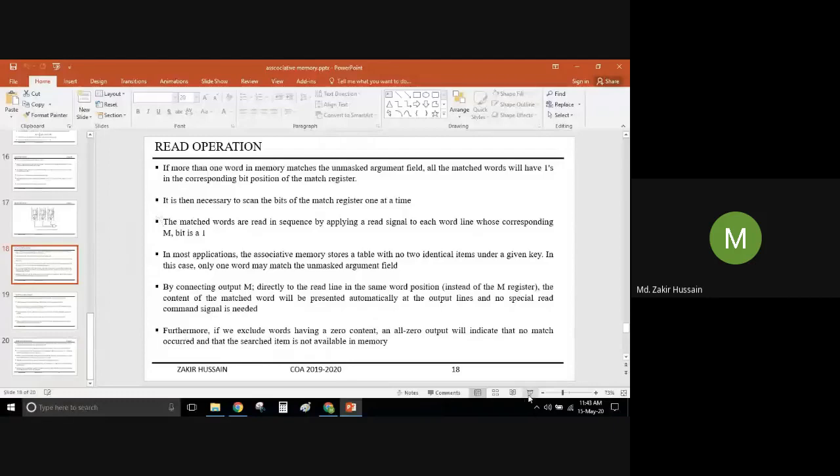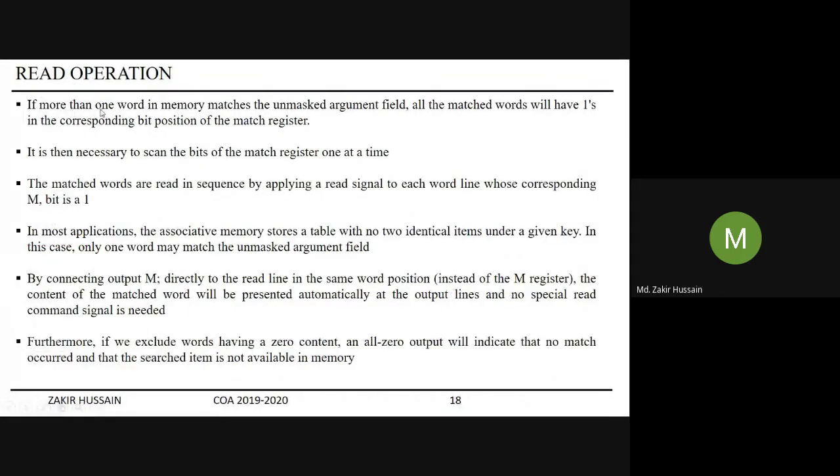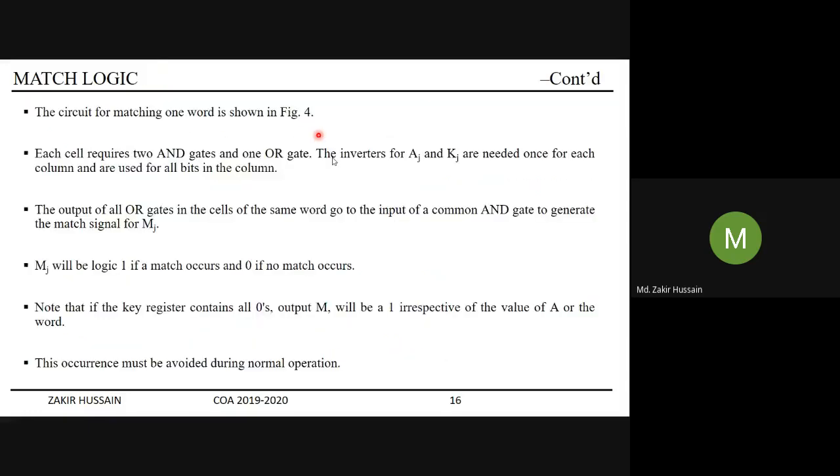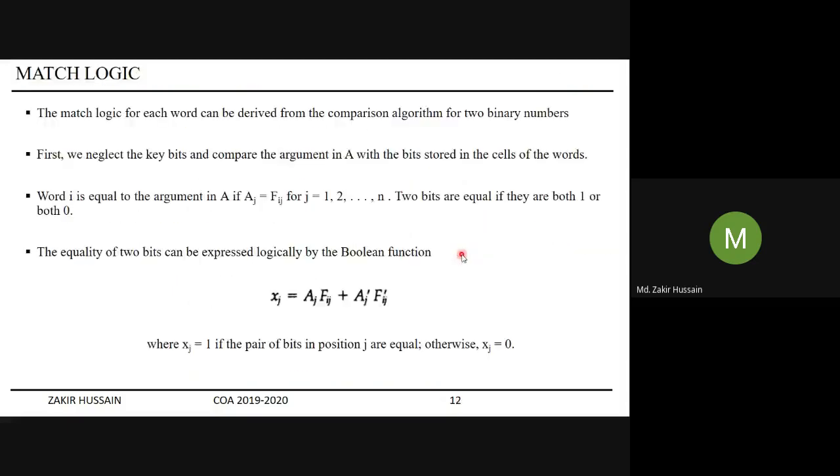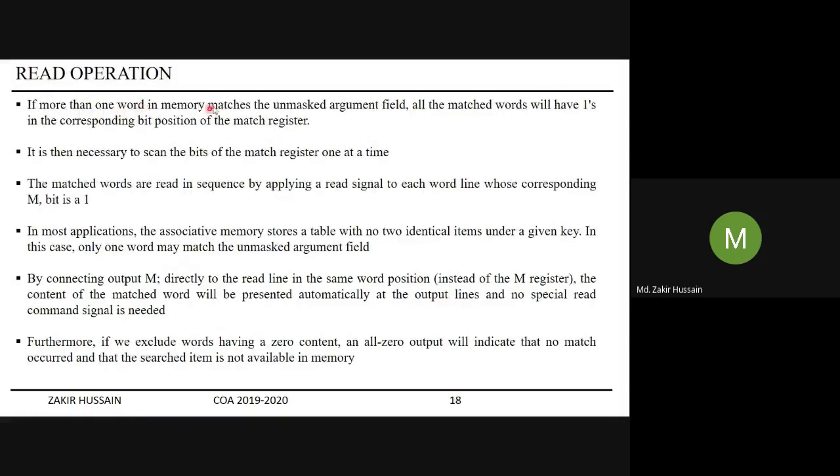So let us go to this one, slide mode. If more than one word in the memory matches the unmasked argument field, you know the unmasked argument field? Where all are ones here? All the matched words will have ones in the corresponding bit position of the match register. If word one matched, somewhere word I matched, so the corresponding bits will be set to one. That is what the point is stating.